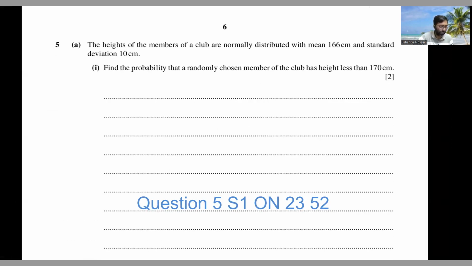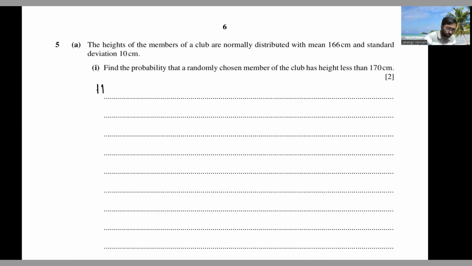Question 5A. The heights of the members of a club are normally distributed with mean 166 centimeters and a standard deviation of 10 centimeters. Find the probability that a randomly chosen member of the club has a height less than 170 centimeters. So let's say h is the height of a member of the club. So h follows a normal distribution with mean 166 and standard deviation 10, so variance is 10 squared.